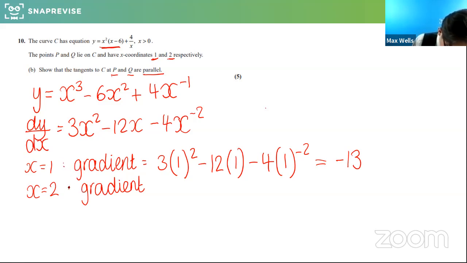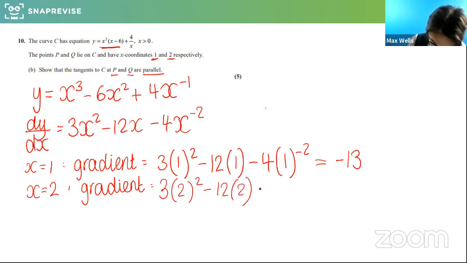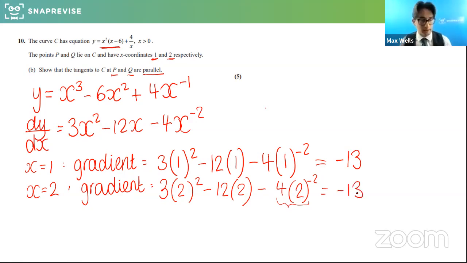And right, here we go. So we're going to sub 2 in as x. So it's 3 times 2 squared minus 12 times 2 minus 4, 2 to the minus 2. And again, just checking that. 2 squared is 4 times 3 is 12. 12 minus 12 times 2 is minus 12. Minus 4 times 2 to the minus 2. That will tidy up to minus 1. So again, we get minus 13. Okay, and hopefully that's clear to everyone.